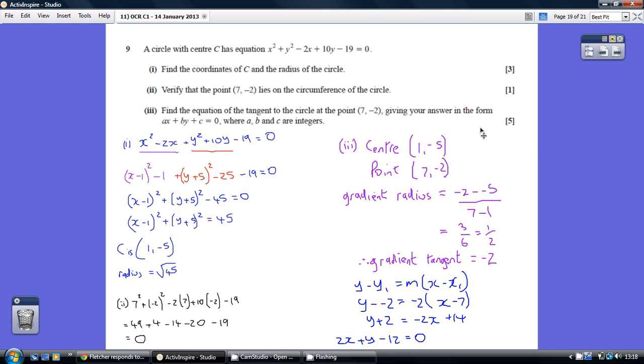Now remember the tangent is going to be perpendicular to the gradient of the radius. That's one of the circle theory rules. So the gradient of the tangent is minus 2. So we've got the gradient of the tangent, we know the point that it goes through, (7, minus 2), so we can substitute that into the classic equation of a line formula here, tidy it up, and we get 2x plus y minus 12 equals 0.